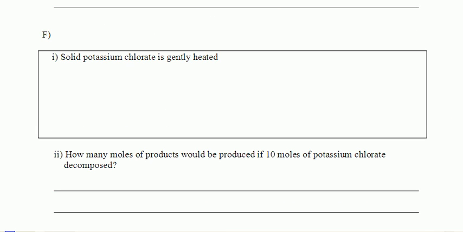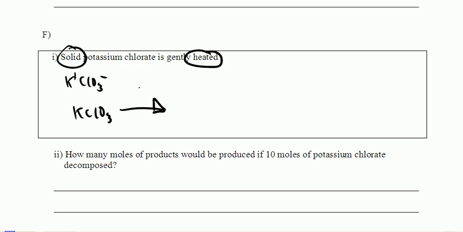Solid potassium chlorate, so potassium is K+ and chlorate is ClO3-, but it's not in water, so we don't show the ions, is gently heated. That's different than burned. Heated isn't anything, it just means, basically think of it as an arrow. Okay, so I wrote my reactants. I do not see any ions, I do not see two neutral atoms, so I'm going to go to the other side. My keyword is heated. I'm going to go find this, and it turns out that this is what you make.